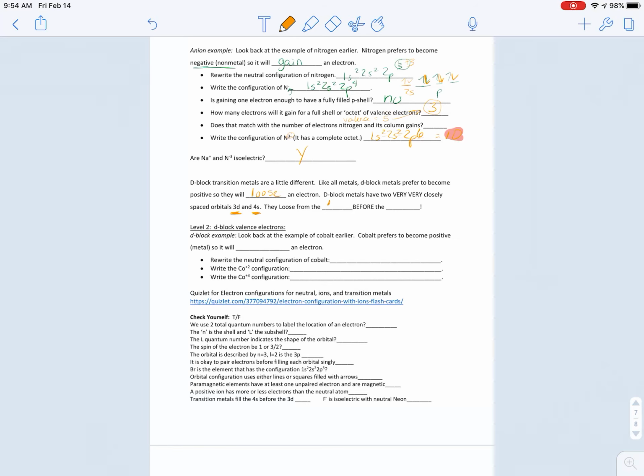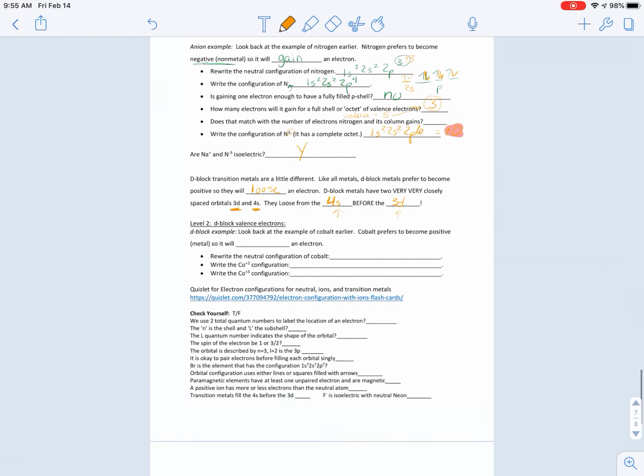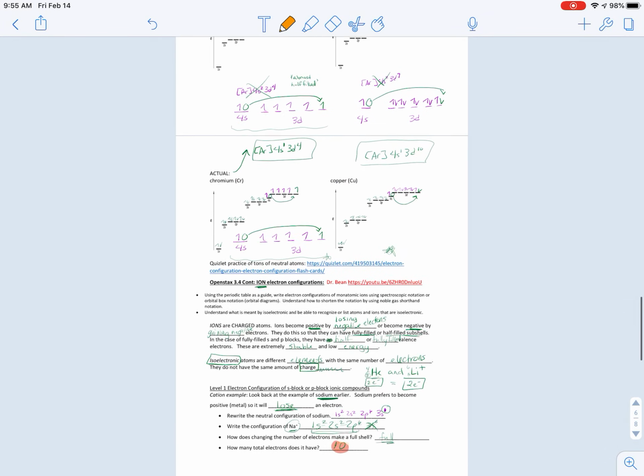Here's what happens. It loses from the 4s before the 3D. And this feels a little weird at first because we filled the 4s and then the 3D. So it feels like we should come out of the 3D, but they don't. It's an energetics thing. So the example of cobalt, it prefers to become positive. So again, we keep saying this, it's going to lose an electron or 2, however many it's going to lose. So the neutral configuration of cobalt, we did it earlier.